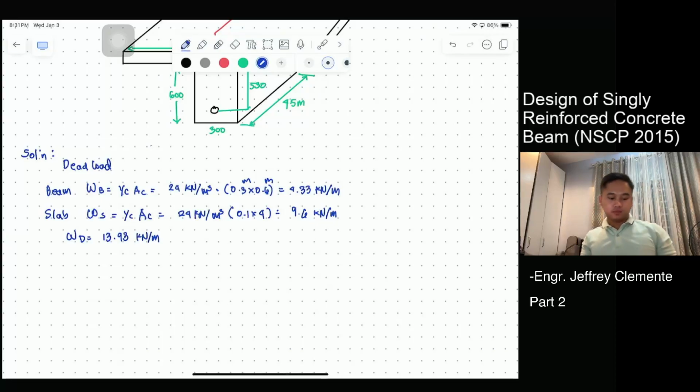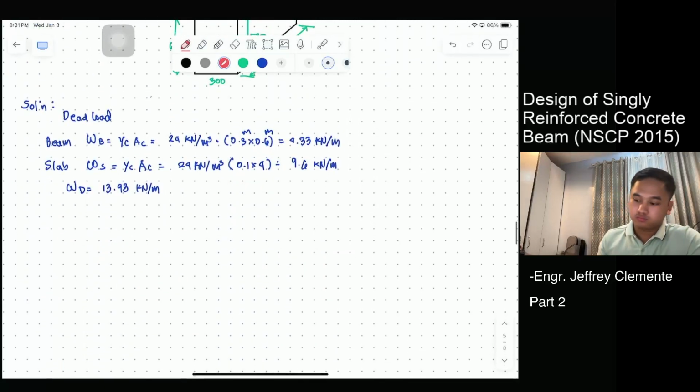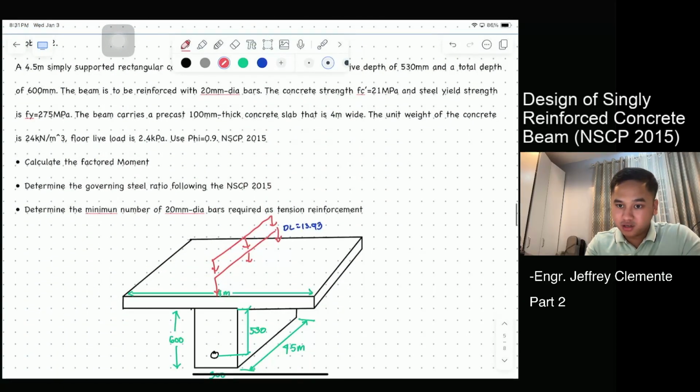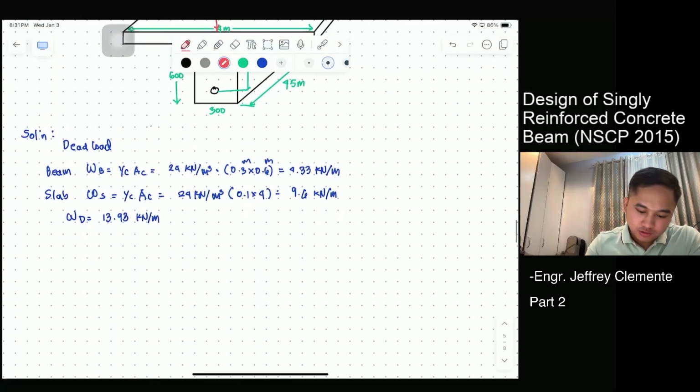Okay. So, ano yan? Sige, lagyan natin dito. Sa dead load, 13.93. Now, next, lagay naman natin ngayon yung sa live load. Di ba? Ano ba yung sa live load natin? Sa live load natin, ang sinabi lang dito is 2.4 kilopascal. So, ibig sabihin, kilopascal is in terms of kilonewton over meter squared.